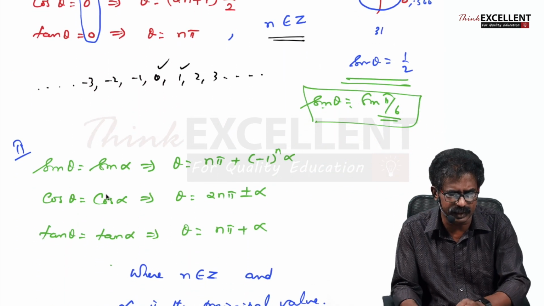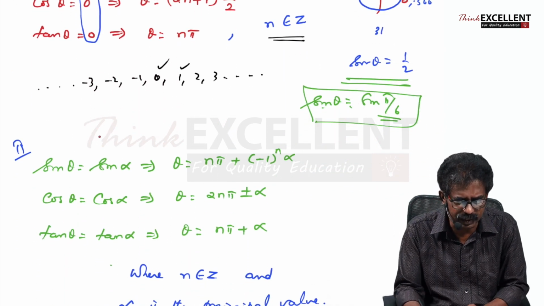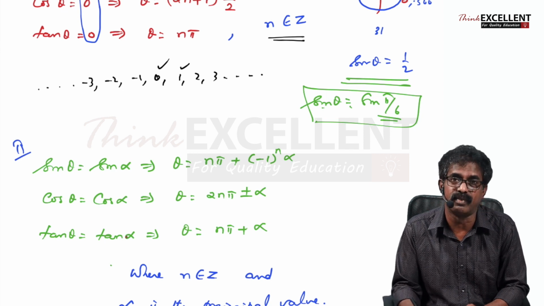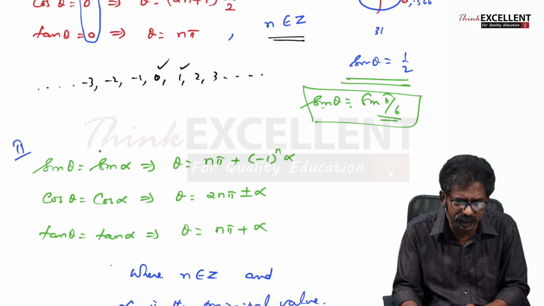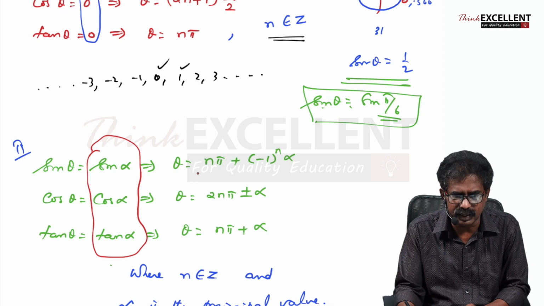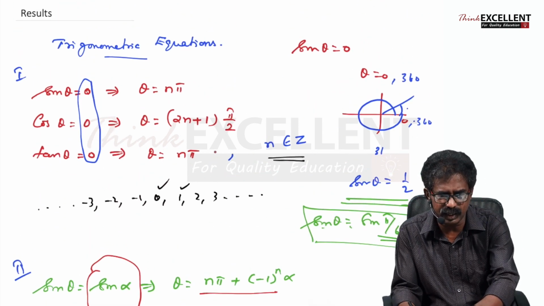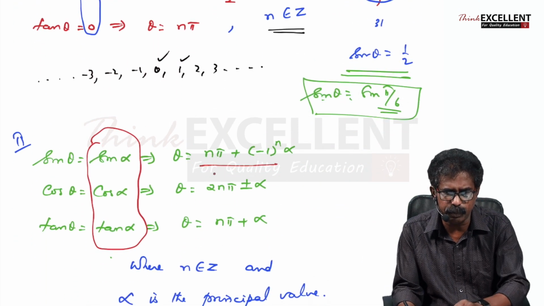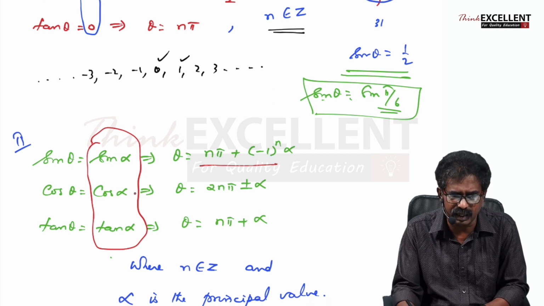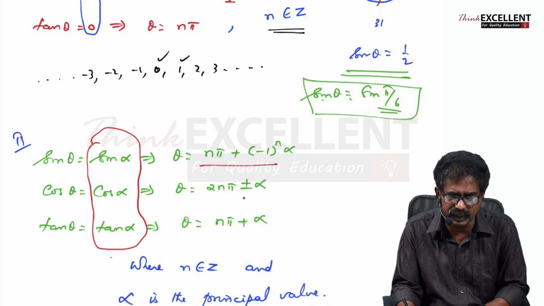So that is the second set. This is the second set of results you have to study. Sin theta equal to sin alpha, cos theta equal to cos alpha, tan theta equal to tan alpha. In the previous one, the right side values are zeros, but here they are not zeros. They are some numbers that can be written like this. So sin theta equal to sin alpha has an entirely different formula. There the formula is only n pi, right? But here it is n pi plus (minus 1) raised to n into alpha. Cos theta equal to cos alpha, theta equal to 2n pi plus or minus alpha.